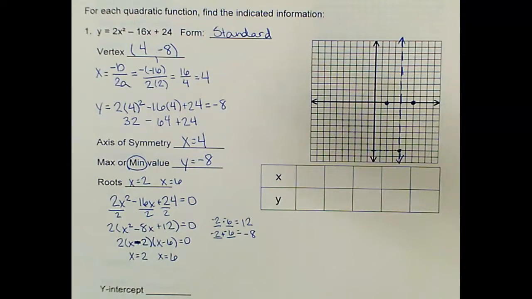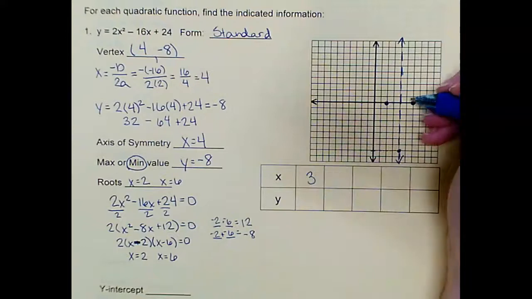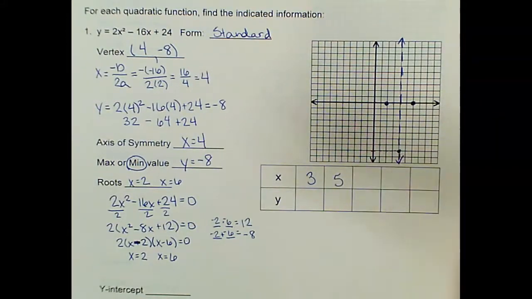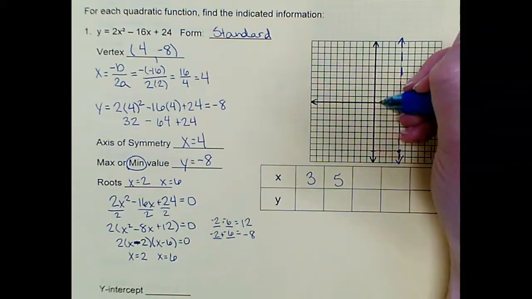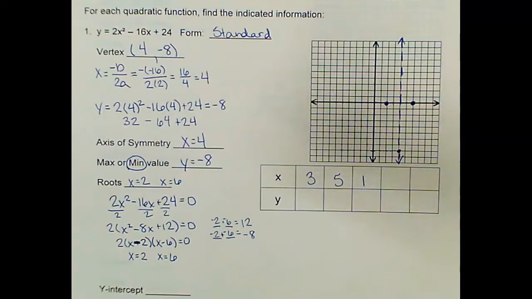So I need to take a moment to try and find some other x and y values for my graph. And so maybe I'll find the one where x is equal to 1, 2, 3. Maybe I'll find the one here. Maybe I'll find the one here where x is equal to 5. Maybe I'll even find when x is 1, maybe how high I need to go. So those are some other values that I might find.